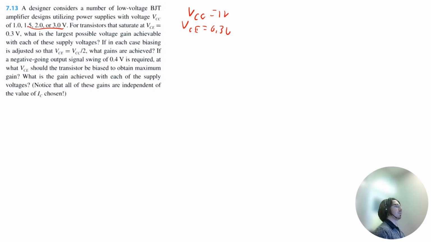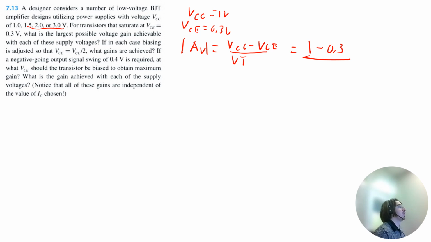So we can use the following equation, that the gain is equal to VCC minus VCE divided by the thermal voltage. So that's going to be, for this case of 1 volt, 1 minus 0.3 divided by 0.025 volts. And that should be equal to 28 volt per volt.